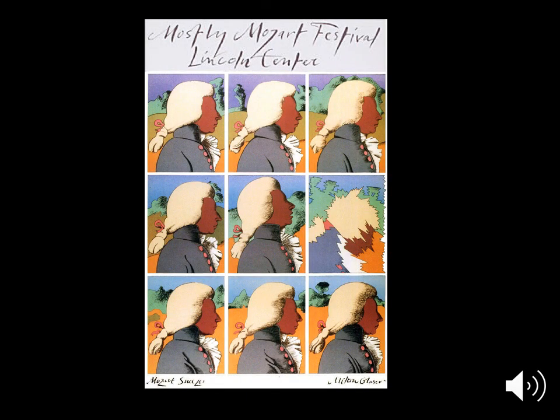Glaser was commissioned by the Mostly Mozart Festival to create a poster for New York's Lincoln Center. It shows Wolfgang Mozart walking along a streetscape, stopping at one point to sneeze, perhaps poking fun at the stuffy notions of classical music.